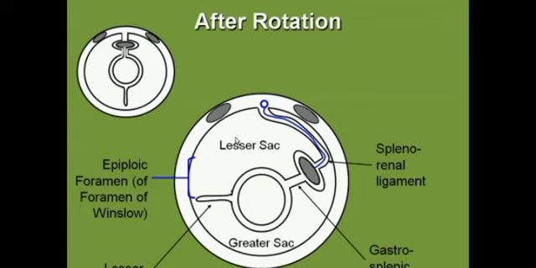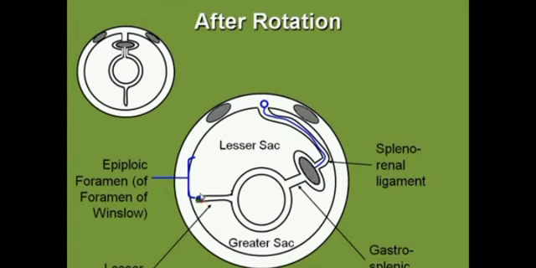Now, recall that in the free edge of the lesser omentum is where we said we would find the bile duct. So right about there is where we should find the bile duct, and not only is the bile duct there, but accompanying the bile duct is going to be the hepatic artery and the portal vein.